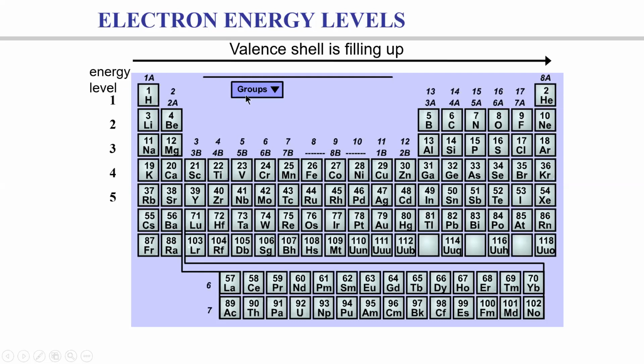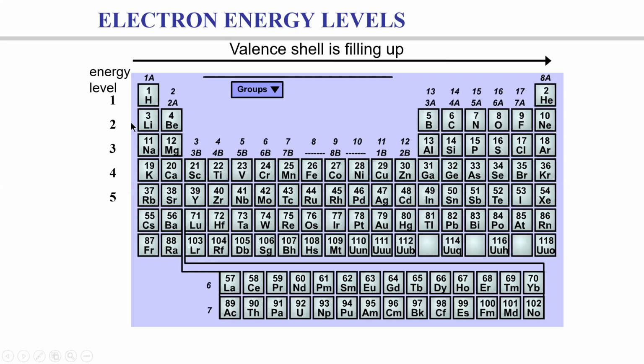So as we go across a row of the periodic table, we're filling up a valence shell. So we have hydrogen and helium in the first row. We're filling up the first valence shell. When we want to jump to lithium, which has 3 protons and 3 electrons, we need to put 1 of those electrons in the second valence shell.